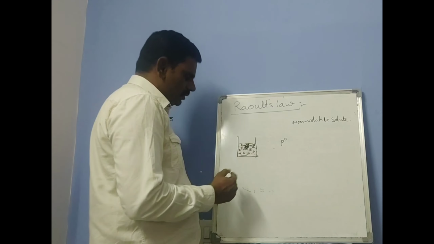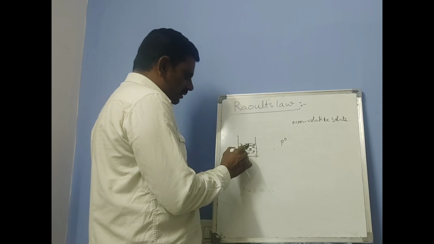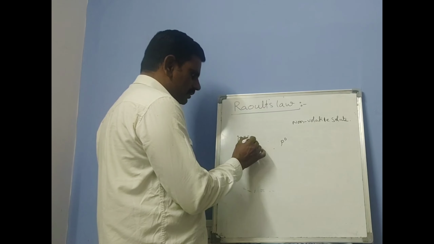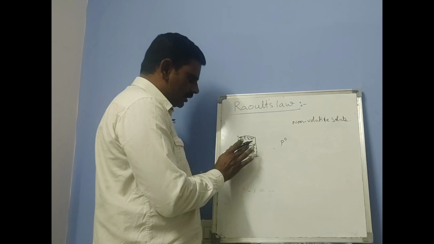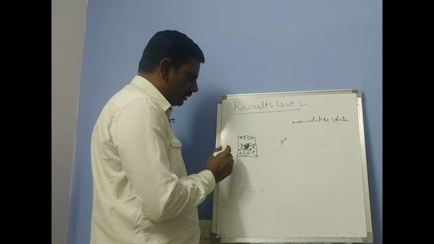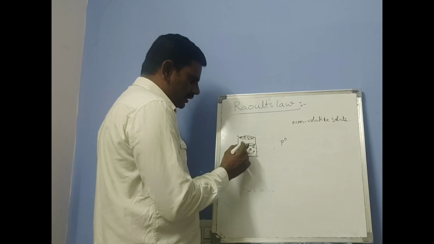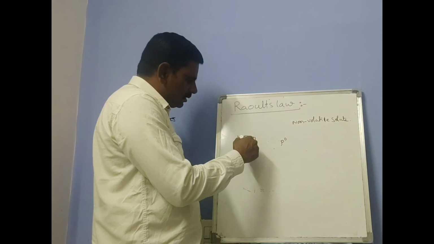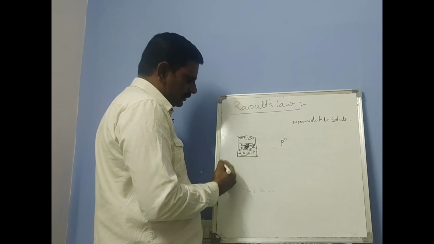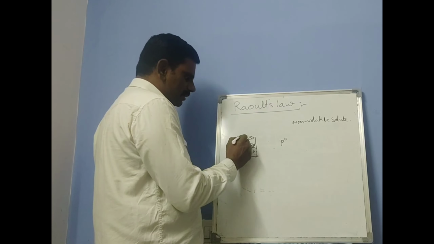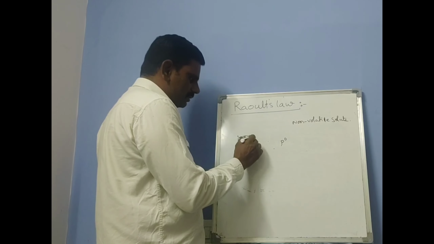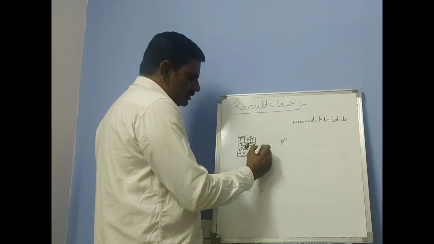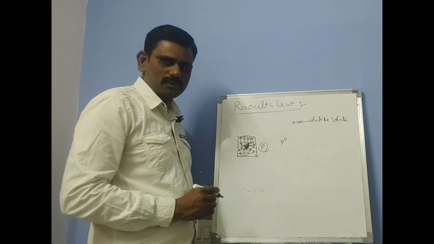When we heat that solution, vaporization starts and vapor is formed, but compared to the pure liquid, a lesser amount of vapor is formed because these solute particles prevent the flow of solvent molecules to the outside of the liquid. That's why less vapor is formed. That vapor exerts some pressure over the surface of the solution. This is said to be the vapor pressure of the solution.